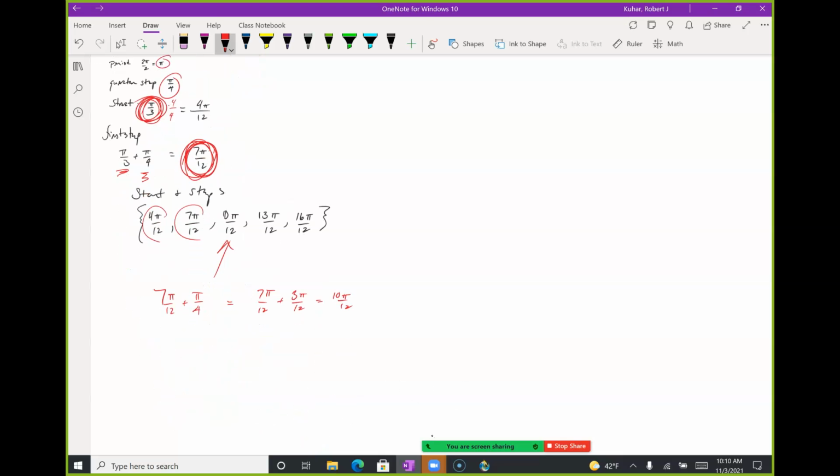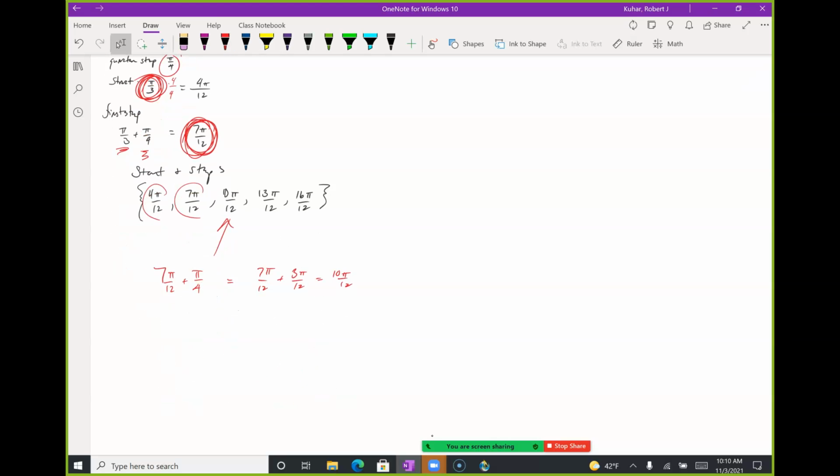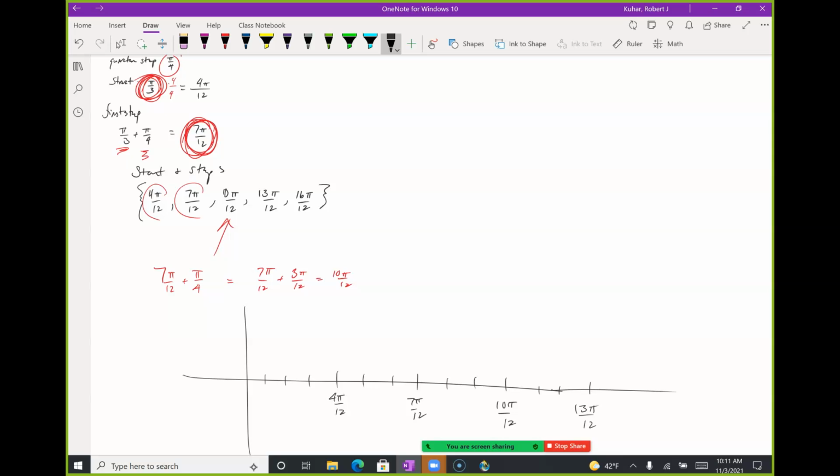I'm ready to draw the box. My midline is 0. I usually will keep the midline 0 on your test. But I know I have to start at 4 pi over 12, so I want to make sure I grid accordingly. 1, 2, 3. There's my 4 pi over 12. There's my start. I need 5, 6, 7, 8, 9, 10, 11, 12, 13, 14, 15, 16 pi over 12.